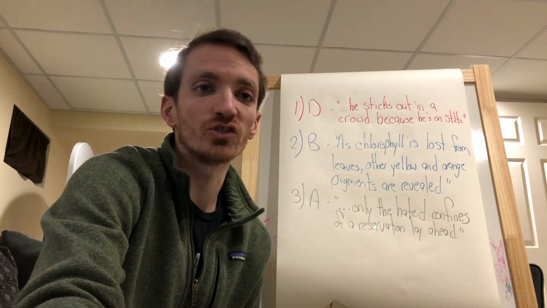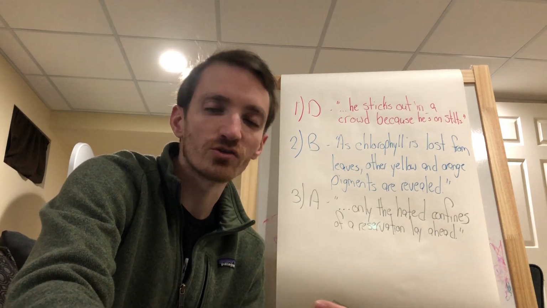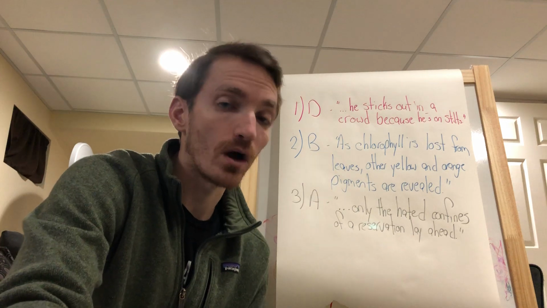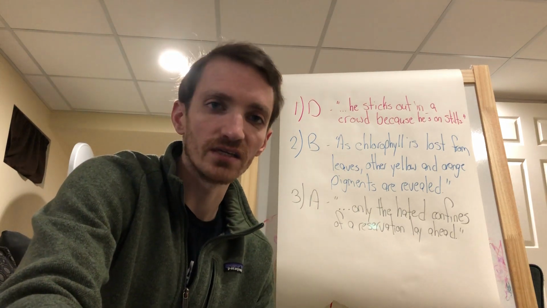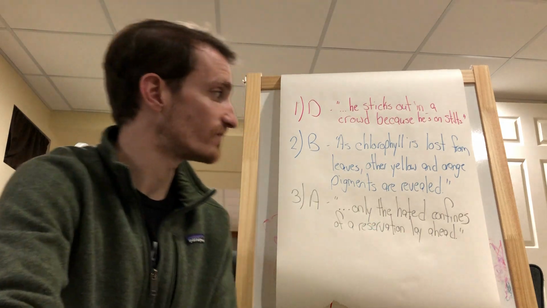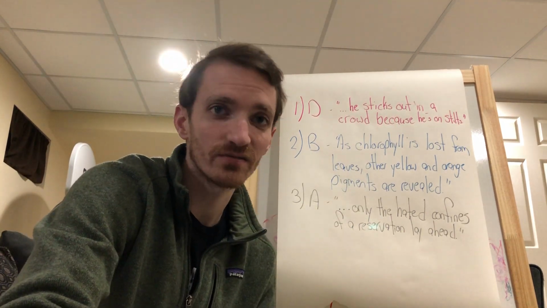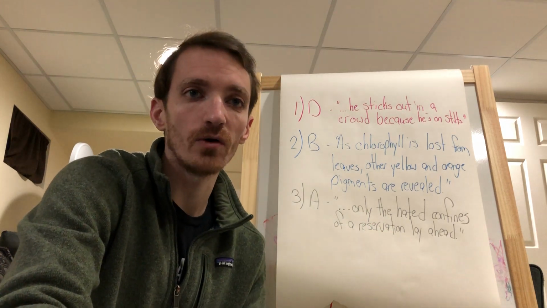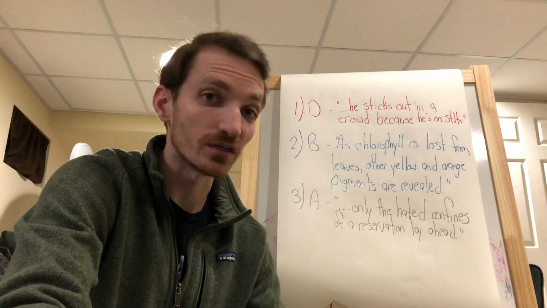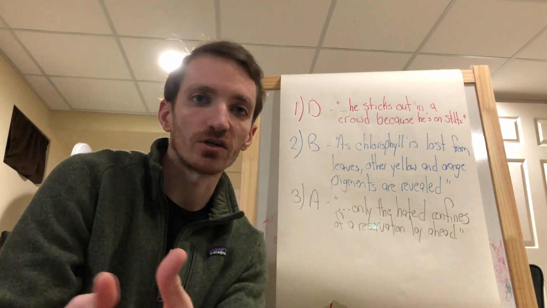If you move on to question number 2, it's a little bit more difficult. It asks what causes green leaves to change color in the fall. So they want to know, why do the green leaves change to different colors? If you go through the text, you'll find that there's a sentence that says, as chlorophyll is lost from leaves, other yellow and orange pigments are revealed. So it's saying that as chlorophyll is lost in the green leaves, then orange and yellow starts to come out.